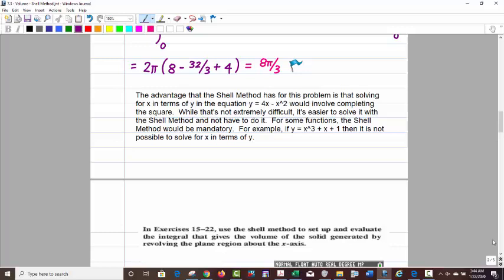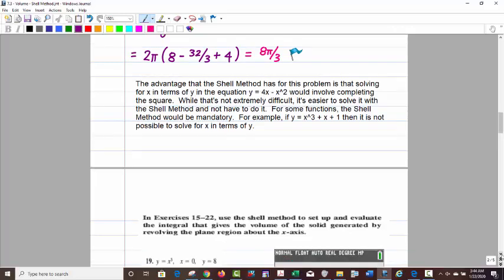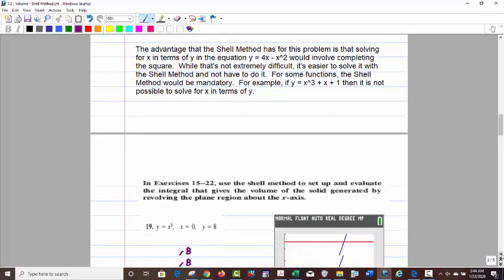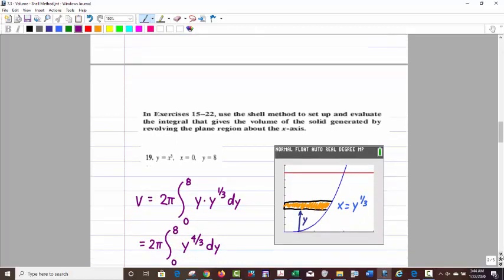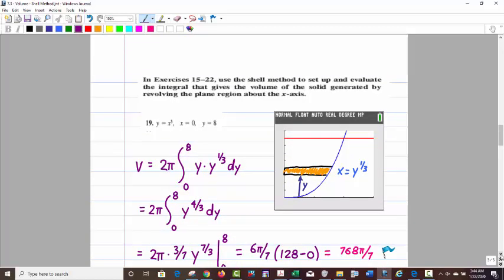All right, so I'll leave that there. Of course, that's in the notes. You can read that a little bit. Let's come down here. Now, this group of problems were revolving around the x-axis. So according to the shell method, revolving around the x-axis, we have to integrate as a function of y.